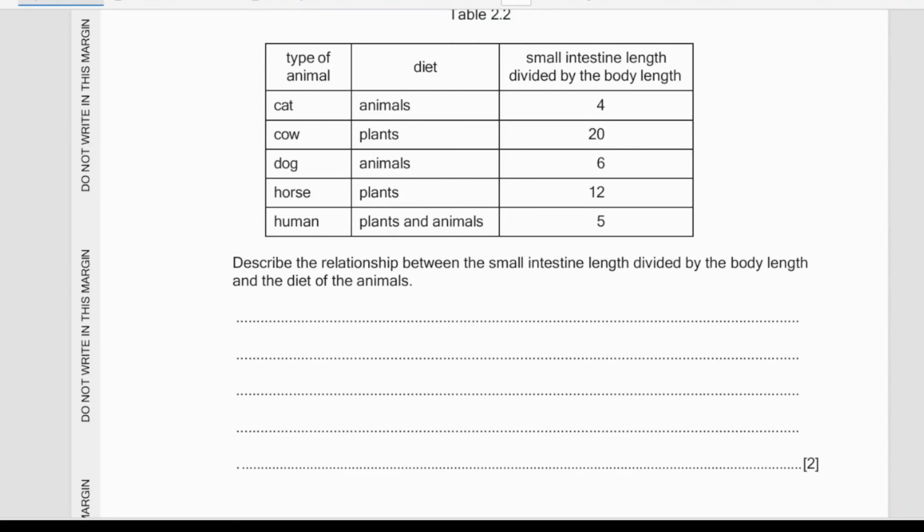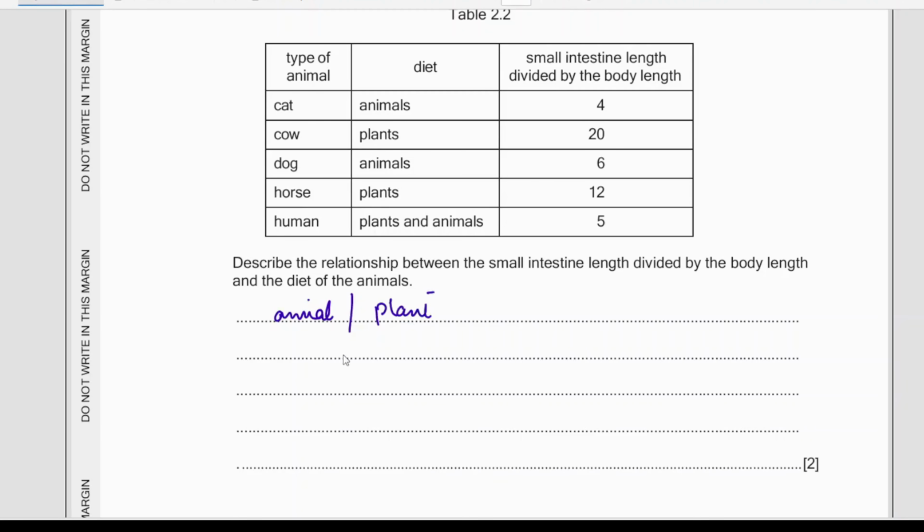And what about the animals who are feeding on both? They also have lesser, omnivores basically. The omnivores also have the lesser length of small intestine as compared to the ones who are feeding on plants. Okay, give both relationships because it's 2 marks. First compare animal and plant ones, meaning the herbivore and carnivore, and secondly compare omnivore and the plant ones.